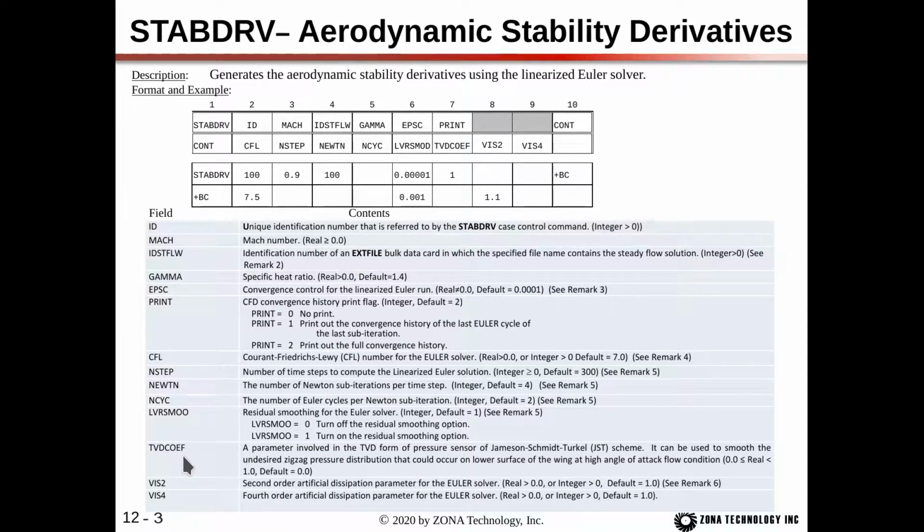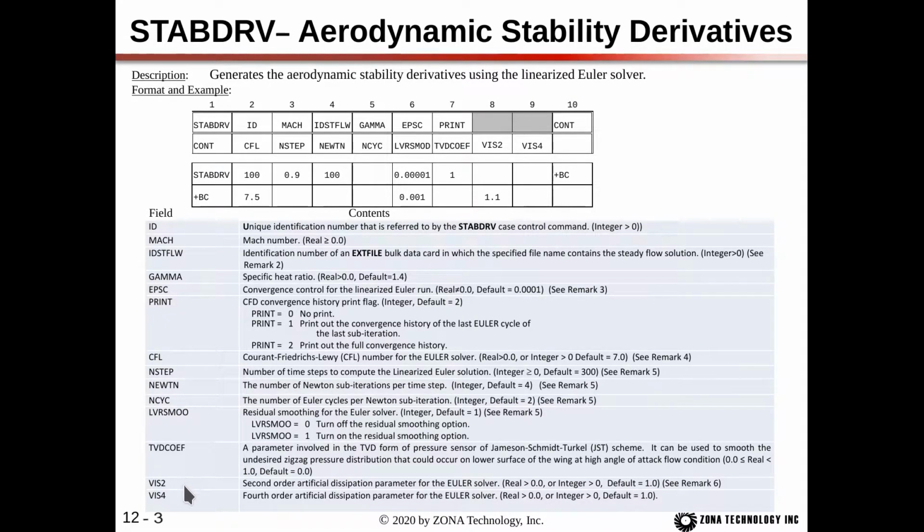Then we have TVD COEF, which is a parameter involved in the TVD form of the pressure sensor of the JST scheme. The default is 0, but you can increase that to reduce the undesired zigzag pressure distribution.